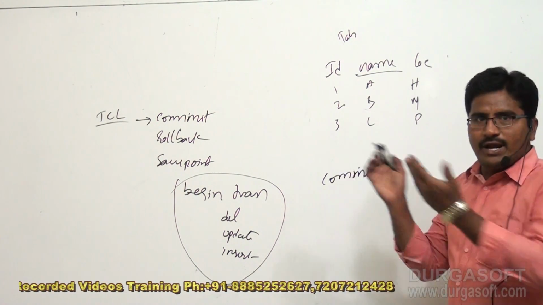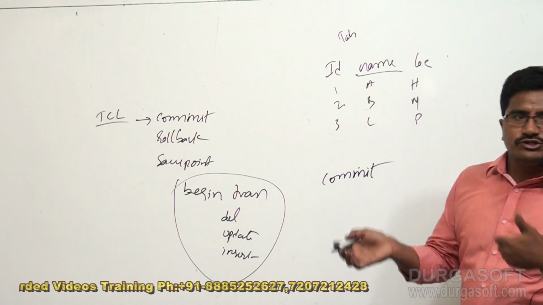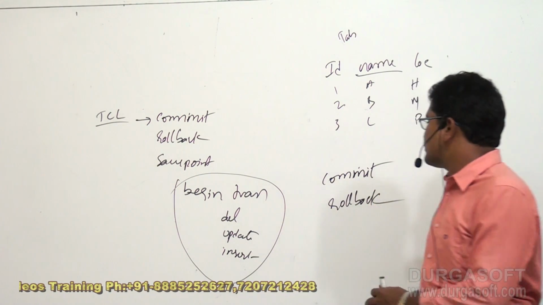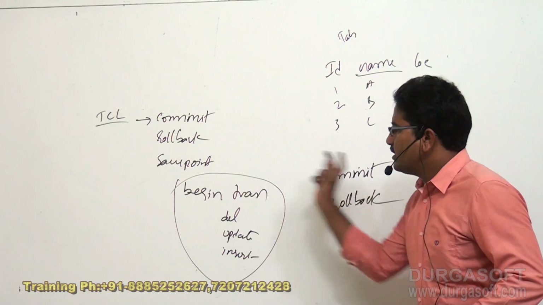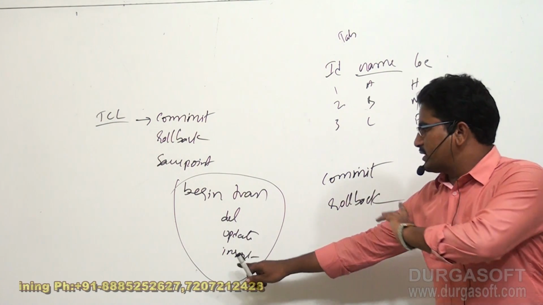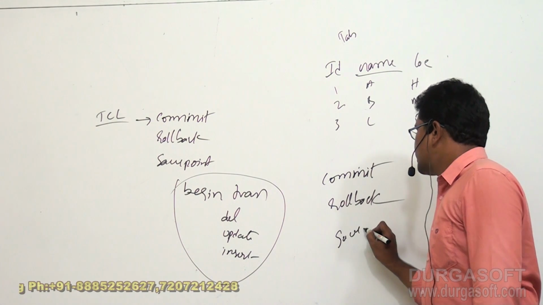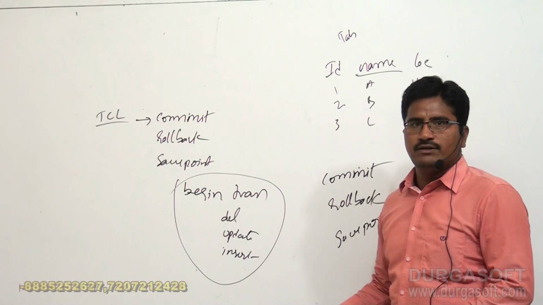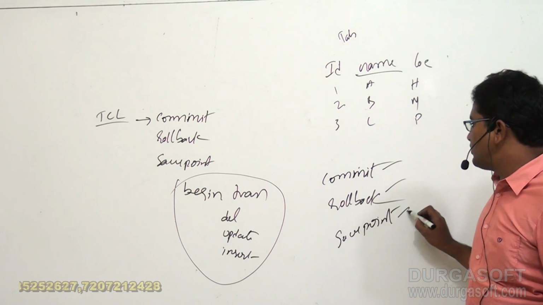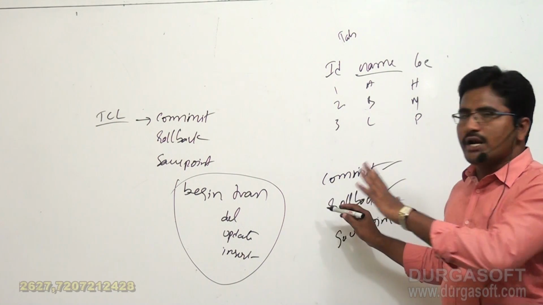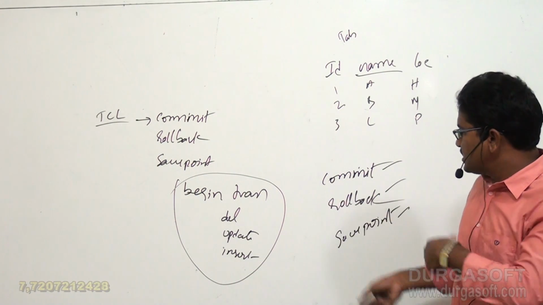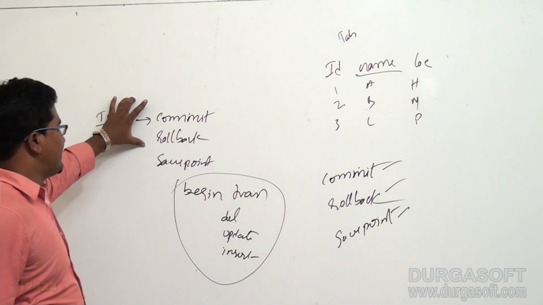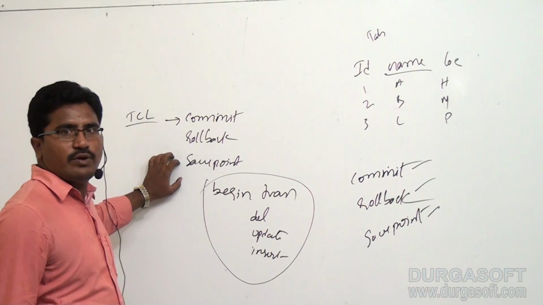No, I don't want commit. I want to get back the changes, I want to restore them. Then we use rollback. Rollback means all three changes will be restored. No, I want to restore only a particular statement. Then we use save point. Save point means restoring particular statements. So these are commit, rollback, save point. Once you commit the transaction, we can't roll back. Once you roll back, we can commit later. So these are the TCL commands: commit, rollback, and save point. Okay. Thank you.